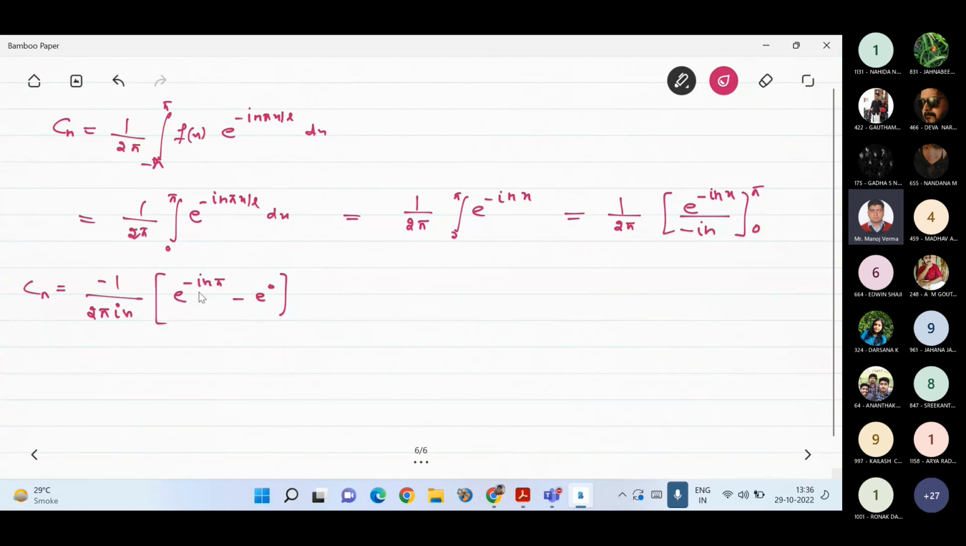Right? This e raised to the power minus iota n pi, I just want to rework on this. This can be written as cos n pi minus iota sin n pi. And you can see that sin n pi will become 0 and this cos n pi will become minus 1 raised to the power n.